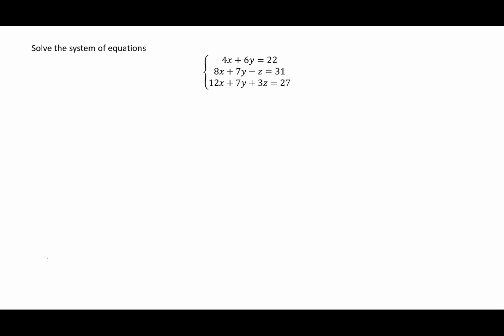So what we do with that is we come back to our original set of equations and we just write the coefficients. So I had a 4 in front of the x, a 6 in front of the y, I had 0z, and that was 22. Then I had 8x, I have 7y, I have negative 1, and then I have 31. I have 12, I have 7, I have 3, and that's 27.